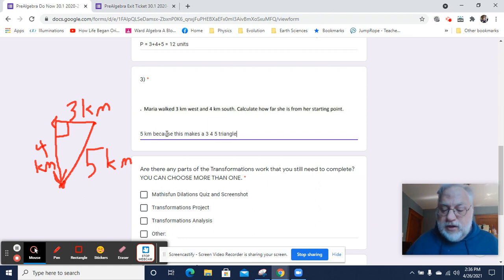Now, a 3, 4, 5 triangle is a kind of special right triangle, and you can scale it up. You could have a 6, 8, 10, or a 9, 12, 15 triangle, or even a 1.5, 2, 2.5 triangle. They would have the same relationship of A squared plus B squared equals C squared of 3, 4, 5 ratio.